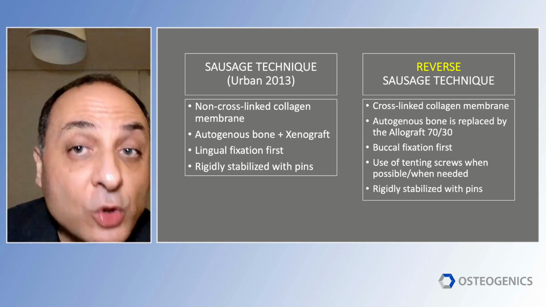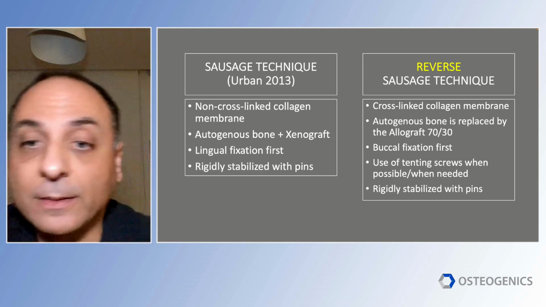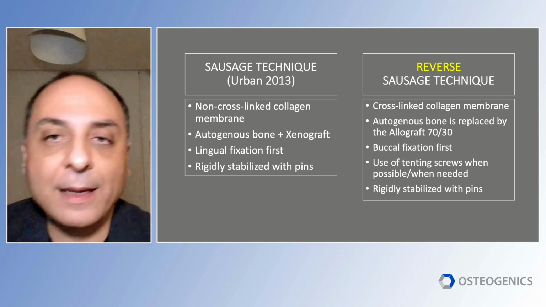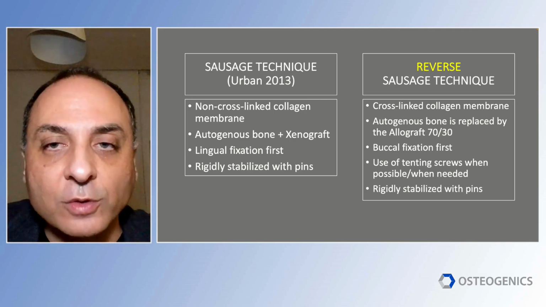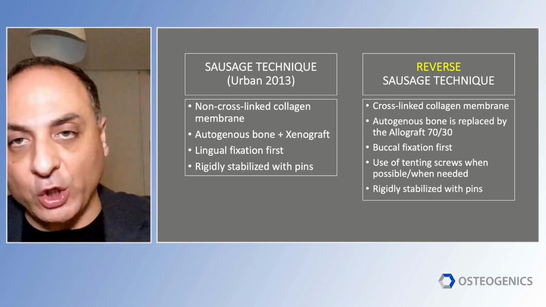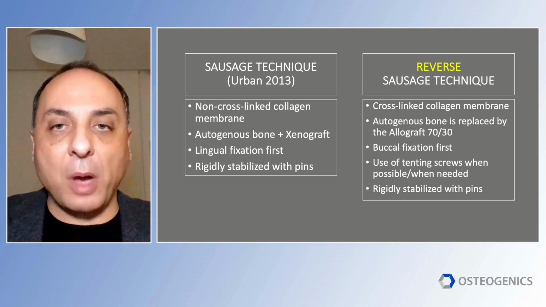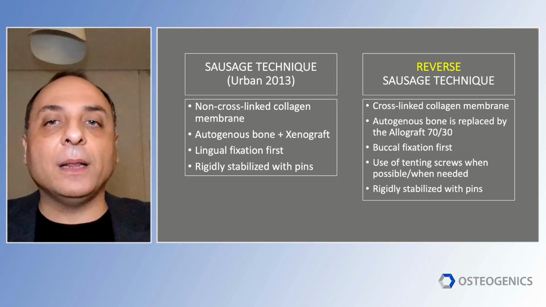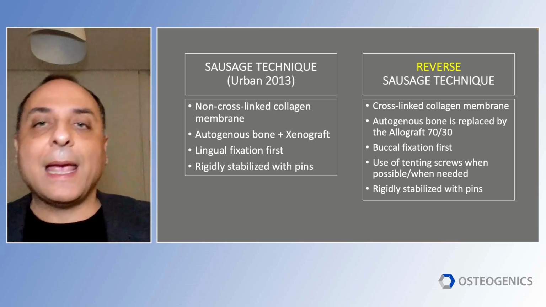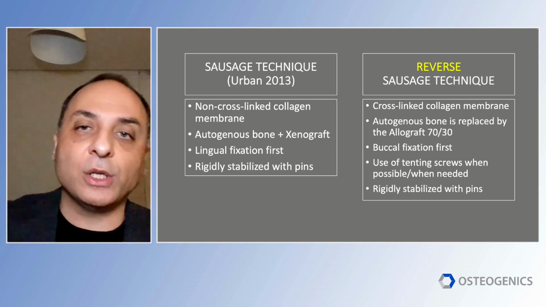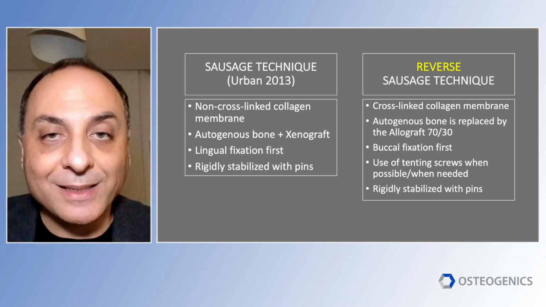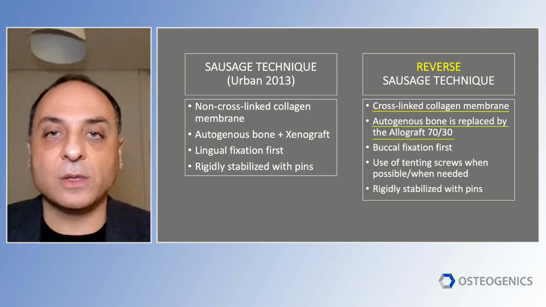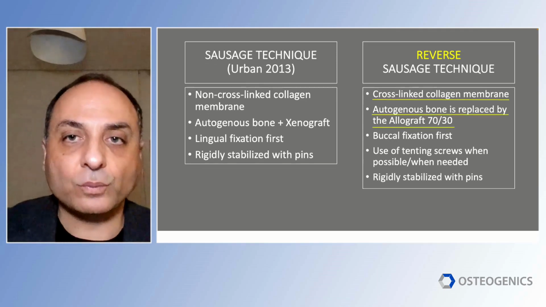So I like to use crosslink because I like crosslink, like we've mentioned. I replace the autogenous with allograft. And I like to do buccal fixation first because I believe buccal is better: you put your membrane buccally and you create a kind of pouch that is easy to pack and to build and to overfill if you want to. And I like to add to the sausage 10 screws. It's an extra boost and everything is stabilized like Istvan's recommendation.